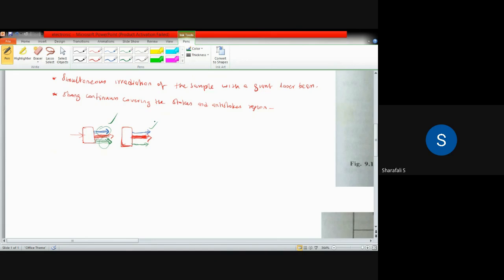This may not happen in a single sample. As I said, this is just a representation. So maybe in some samples only the anti-Stokes line will decrease in intensity, or in some other samples the Stokes lines will decrease in intensity, because of the absorption and emission of radiation. So this is the basic idea of inverse Raman scattering.